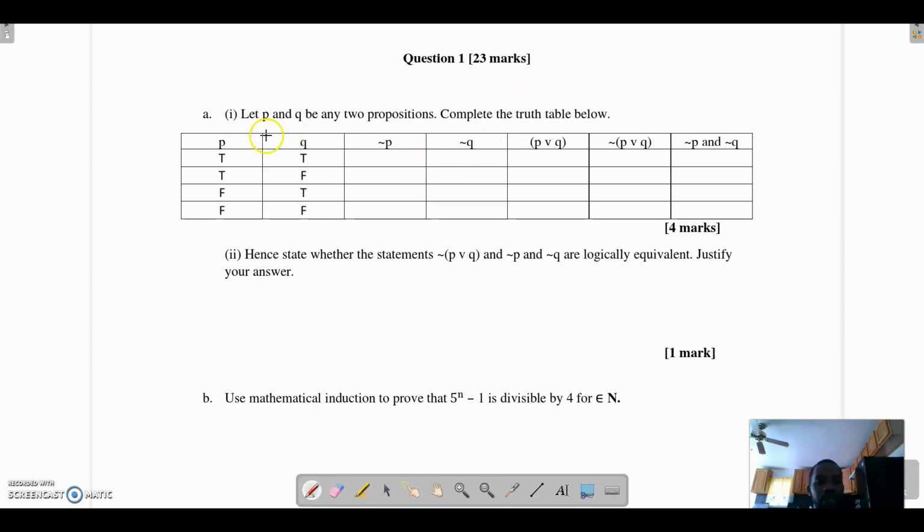So the first question says, let P and Q be two propositions. Complete the truth table below. Now, we already have the inputs for P and Q. And notice that we have four inputs because we have two statements. Right? Now, notice it's 2 to the n, where n is the number of propositions.